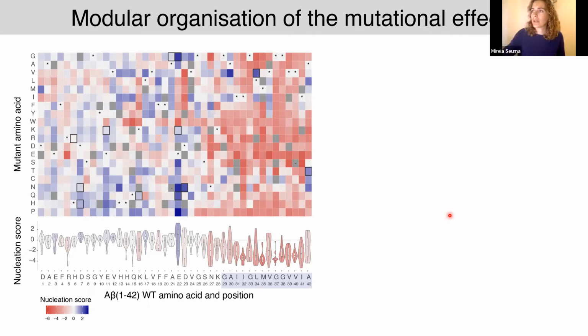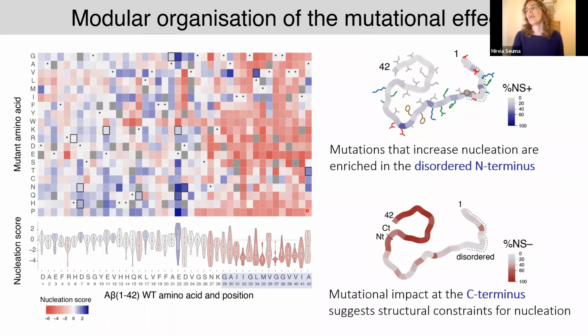If we now go back to the data, one of the most striking things here is that mutations have a very different impact at the C-terminus compared to the N-terminus. And we are using the structures to rationalize the impact in the different positions. So here on top, what you are seeing is the percentage of mutations that increase nucleation at each position, and below, the percentage of mutations that decrease nucleation. You can see that the ones that decrease nucleation are highly enriched at the C-terminus, while at the N-terminus, mutations have a bit of a more balanced effect.